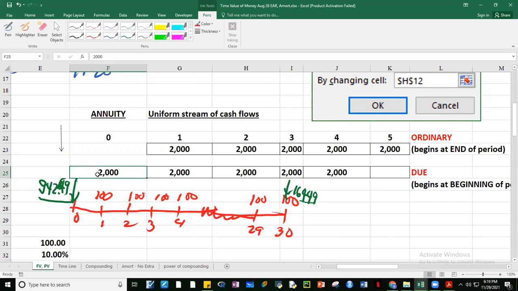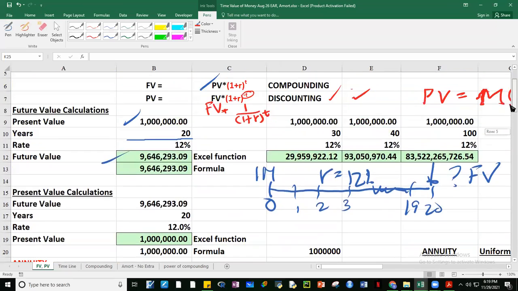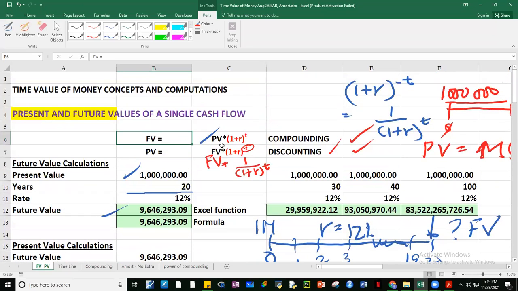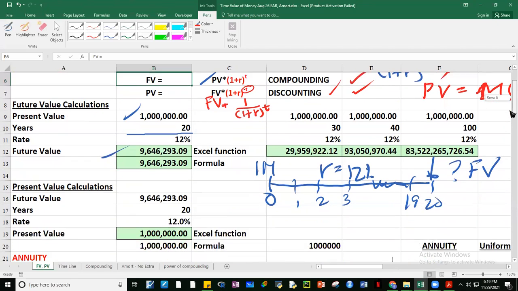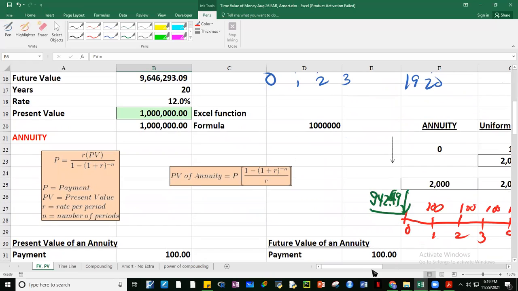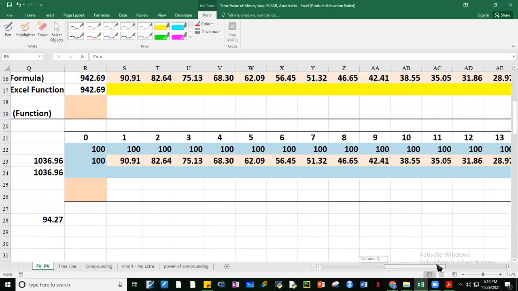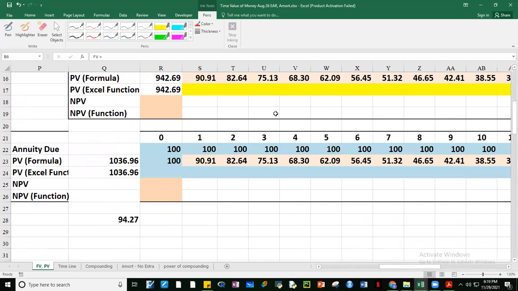Because the 2000 starts right away. Because it has a bigger present value, naturally it will have a bigger future value. Right? Our formula is future value equals present value times a compound factor. So the bigger the present value, assuming your R and T remain the same, then you'll have the bigger future value. So that's the implication of this formula. Here I'm not going to discuss this. I have an example here that just shows a difference.